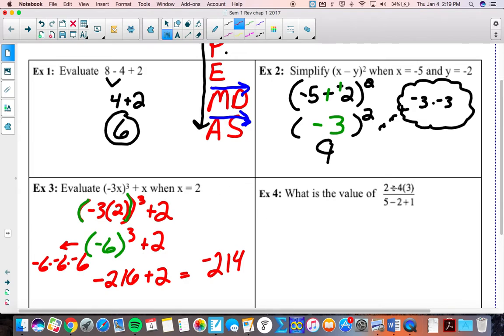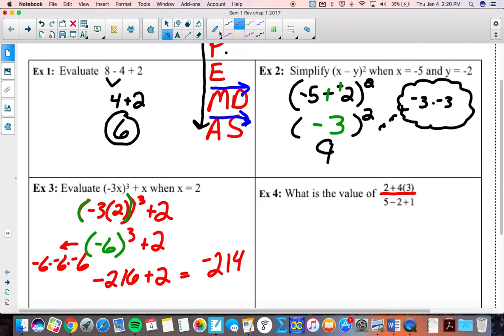Lastly, number 4, we're simplifying this large expression. Now, this is the sticky point: while division is down here, and there's stuff above it and stuff below it, when you have a fraction bar, which means dividing the top and the bottom, that is going to be the last step that you do.